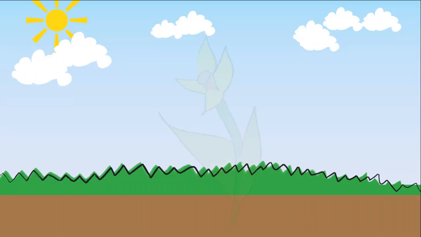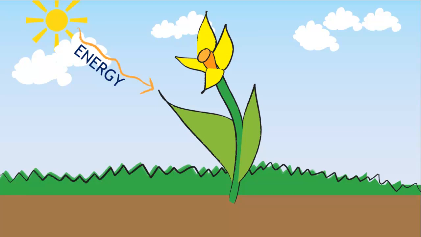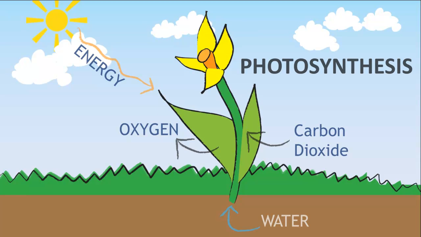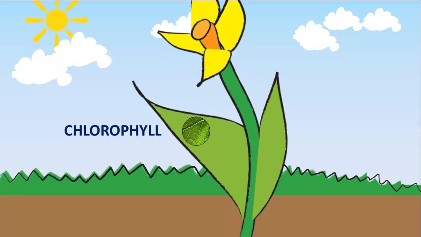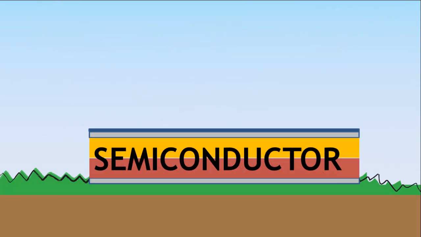Plants also convert energy from sunlight, but they convert it into stored chemical energy in photosynthesis. Plants contain a pigment called chlorophyll, which absorbs the sunlight, whereas in solar cells, the same act is performed by a semiconductor.